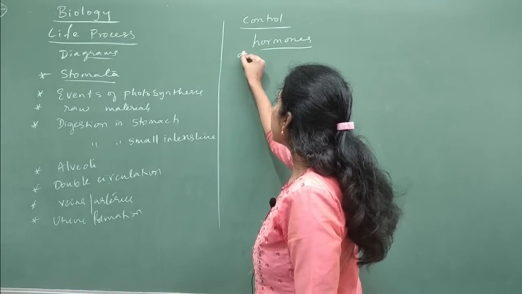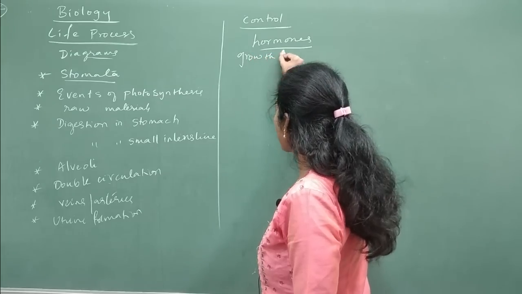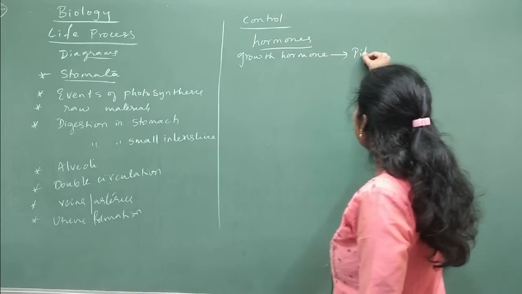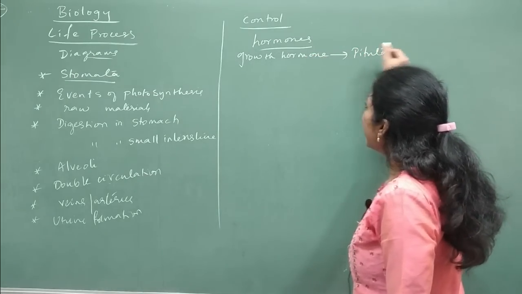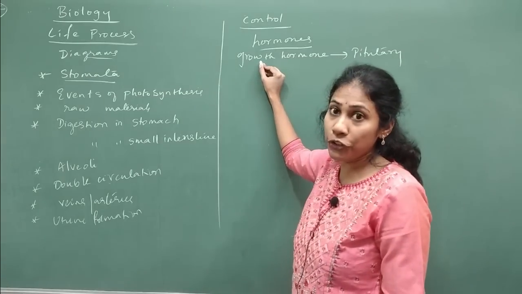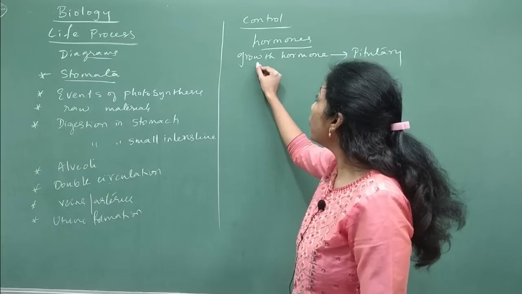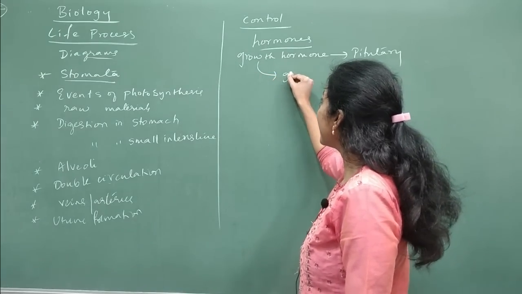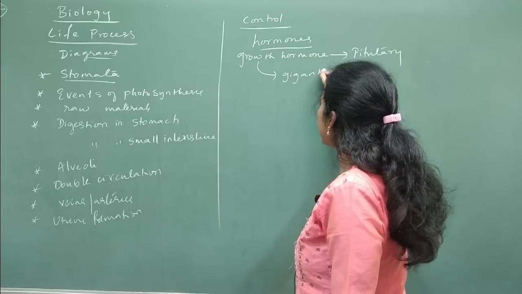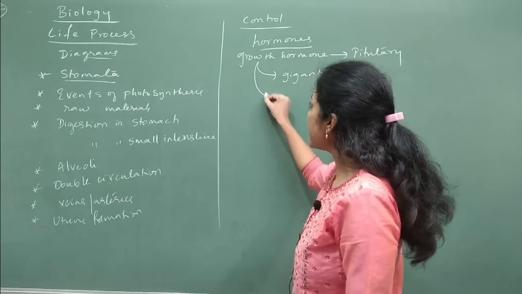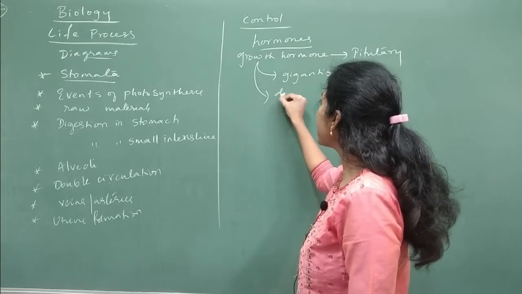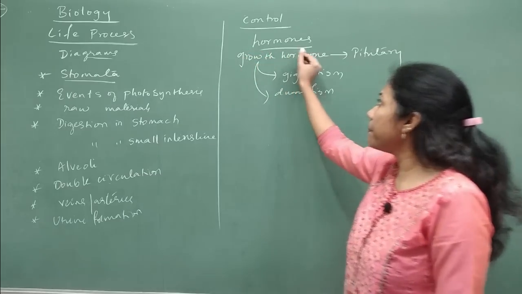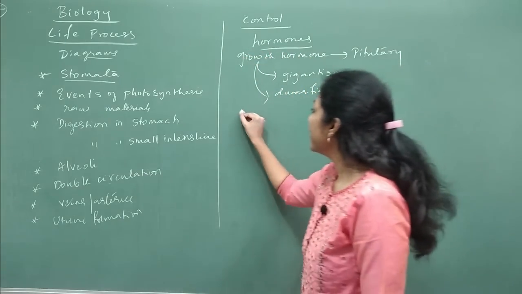So first one is growth hormone, right? Growth hormone is produced in the pituitary gland, and it helps in the growth of the body. Overproduction of growth hormone leads to a disease called gigantism, and less production of growth hormone leads to a disease called dwarfism. So this is an important hormone that you should not forget.